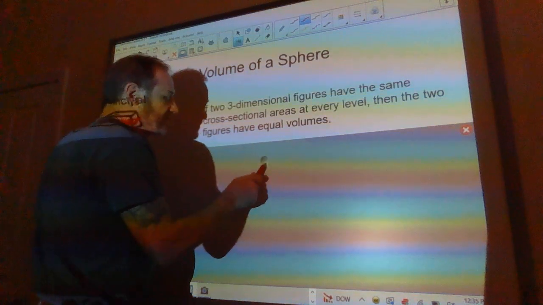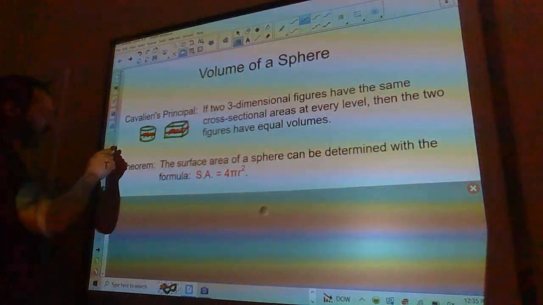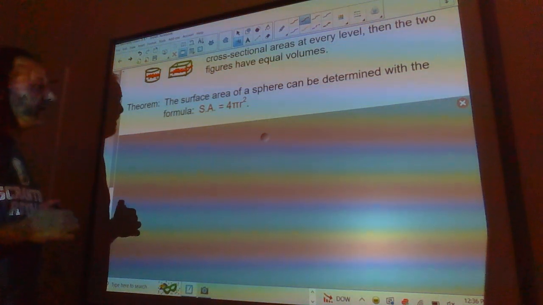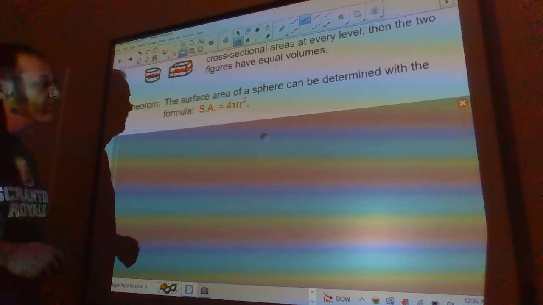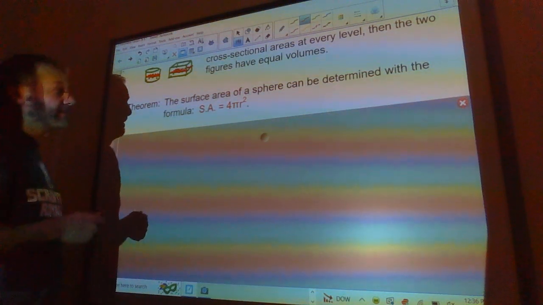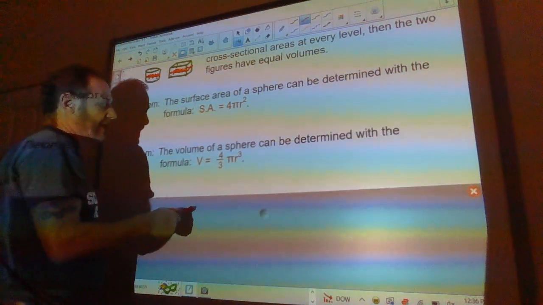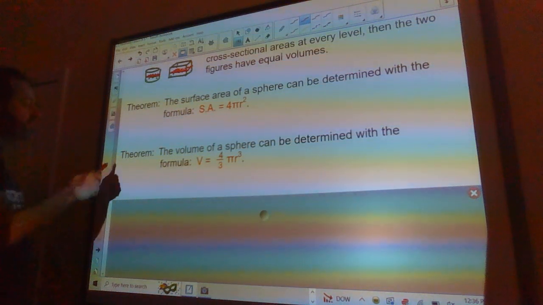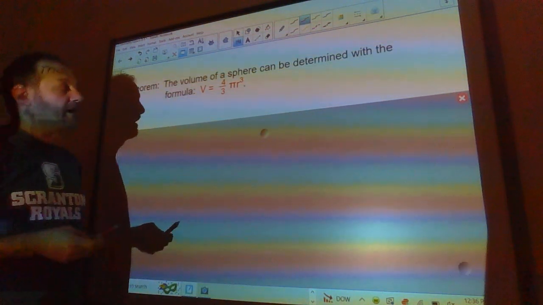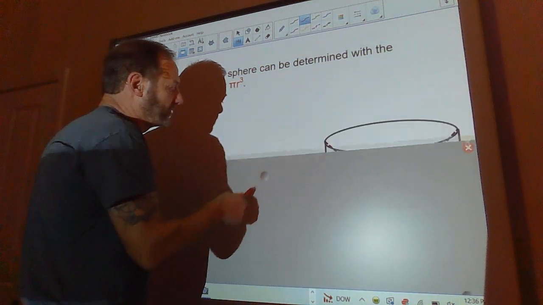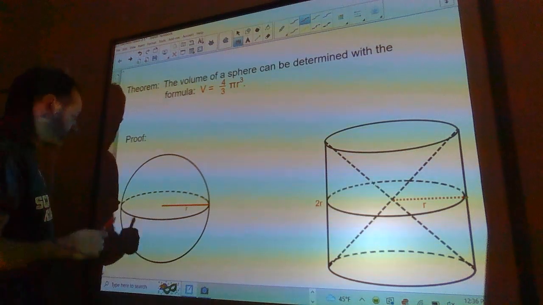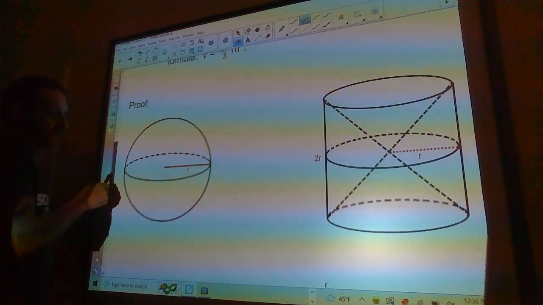Okay, so how does that help me? Well, the surface area of a sphere is 4 pi r squared. We're just going to get that out of the way right there. We'll talk about this a little bit in the next lesson, how they derive that. We're going to look at the volume of a sphere, V equals 4/3 pi r cubed. How in the world did they come up with that? This is what they did. I thought this was rather ingenious.